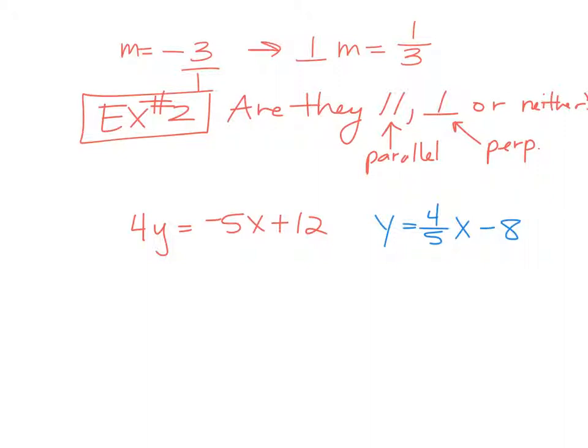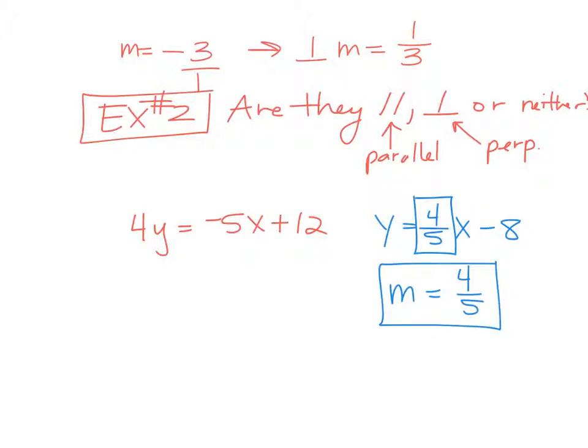Opposite reciprocals, right? Both of those involve slope, so we have to know the slope of both of these lines. Do you know the slope of either one of them right now? Which one? Red or blue? Blue. What is it? 4/5. Okay, so my slope right now is 4/5.